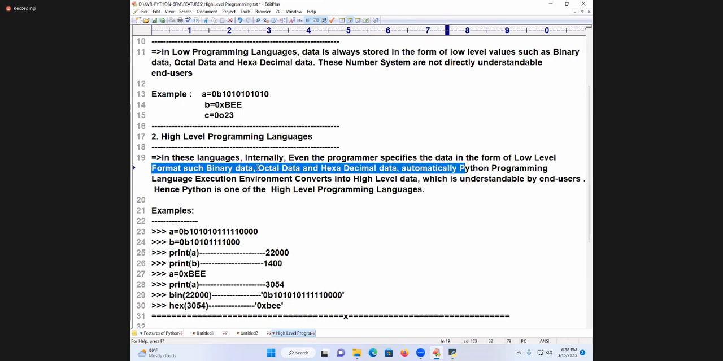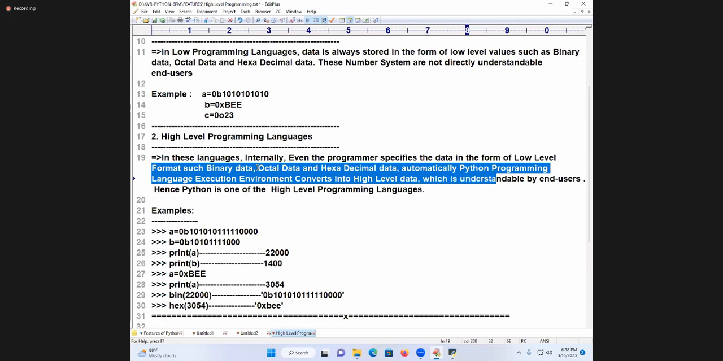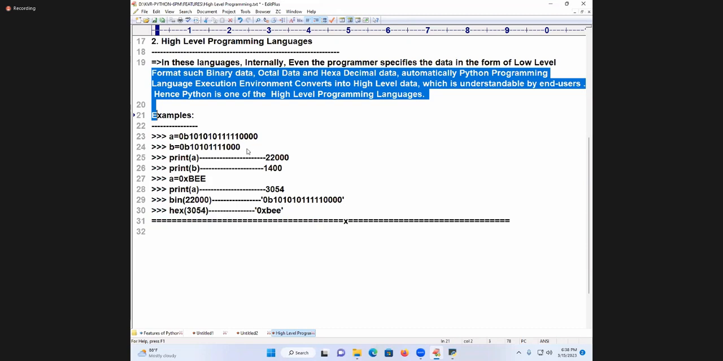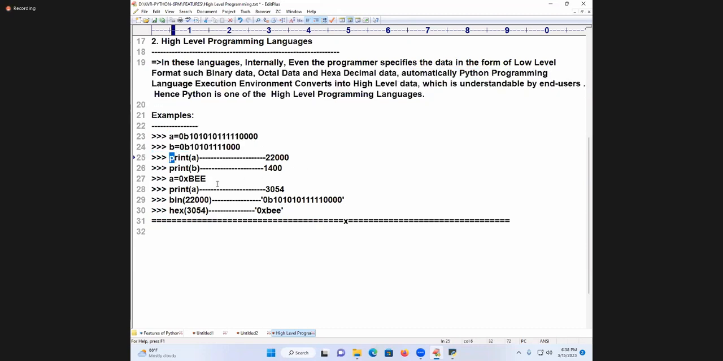Actually, the Python programming language execution environment converts into high level data, which is understandable by end users. Hence, Python is one of the high level programming languages. See, students, I represented binary data, printed AB. I represented hexadecimal, I printed it, and I printed the binary of that and the hex of that. And don't worry about this example, I will explain it.